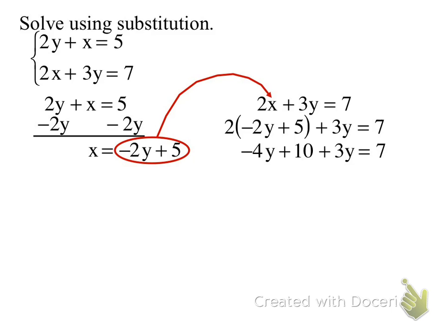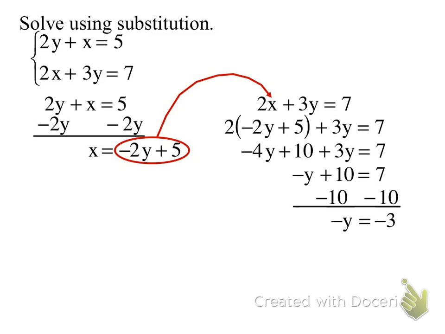Okay, substitute it in. Make sure you're distributing properly, that you distribute into the entire thing. Remember, that's 4 times -2y plus 5, the entire thing. So you've got to multiply it out completely when you distribute. 2 times -2y is -4y, and 2 times 5 is 10. Simplify, and I get -y equals -3.